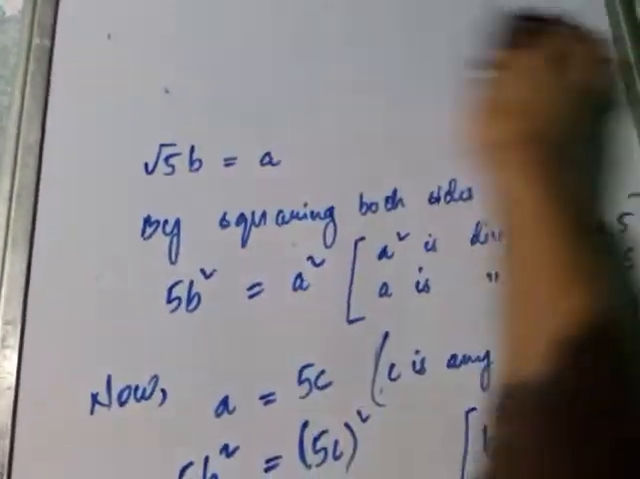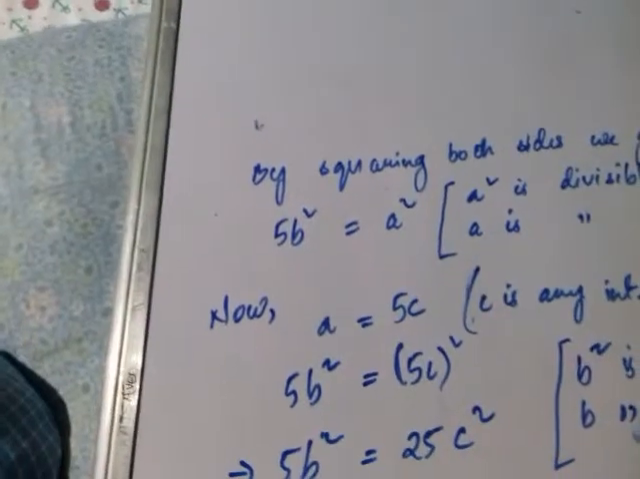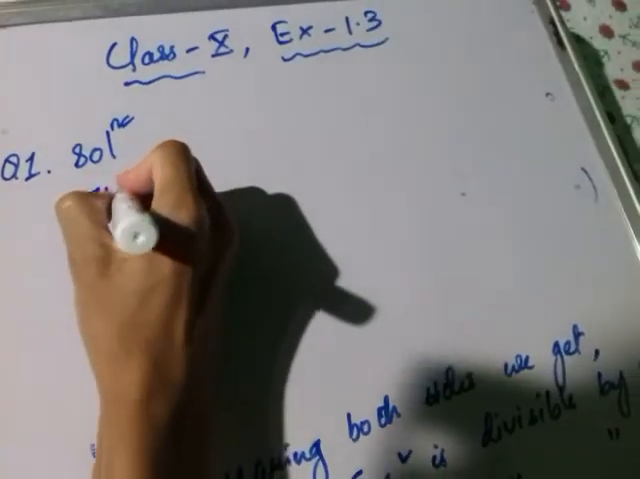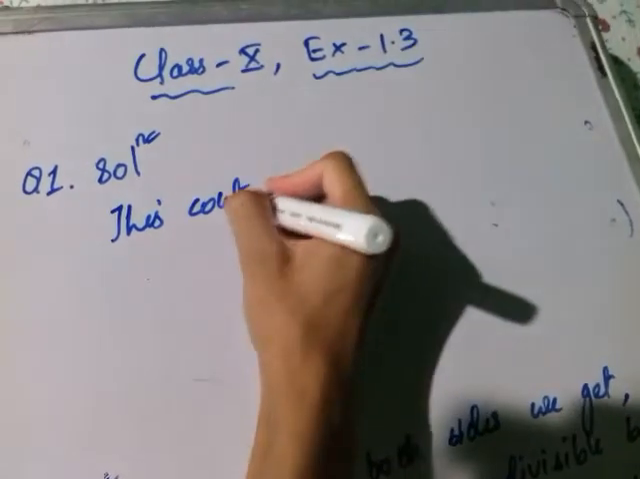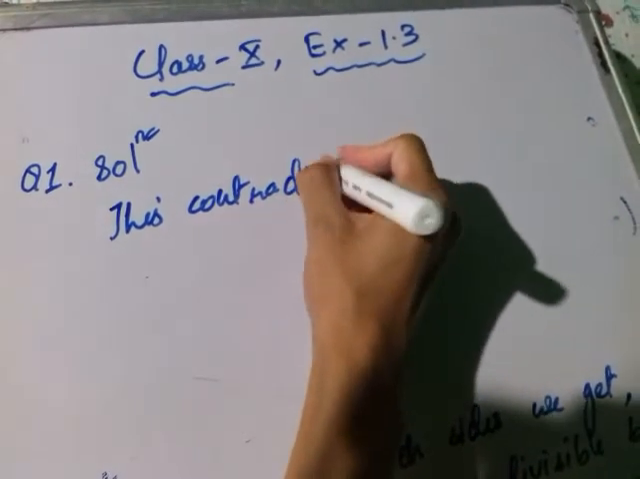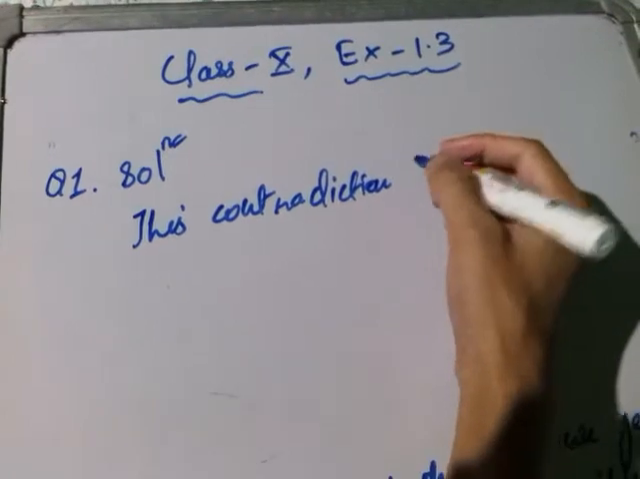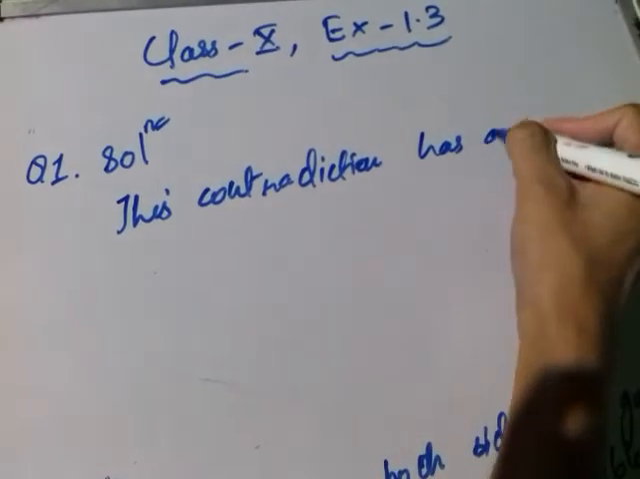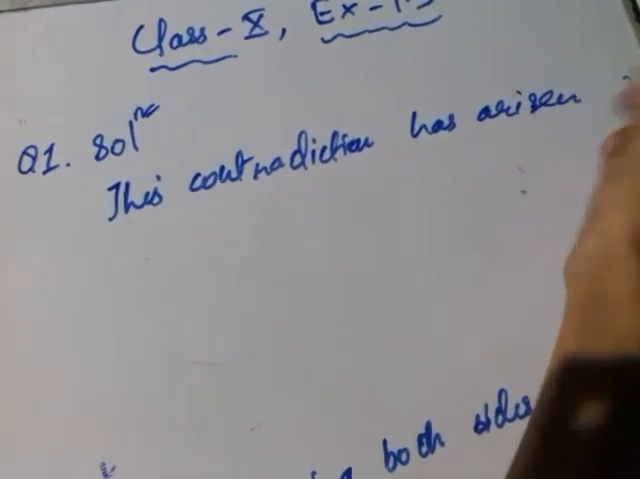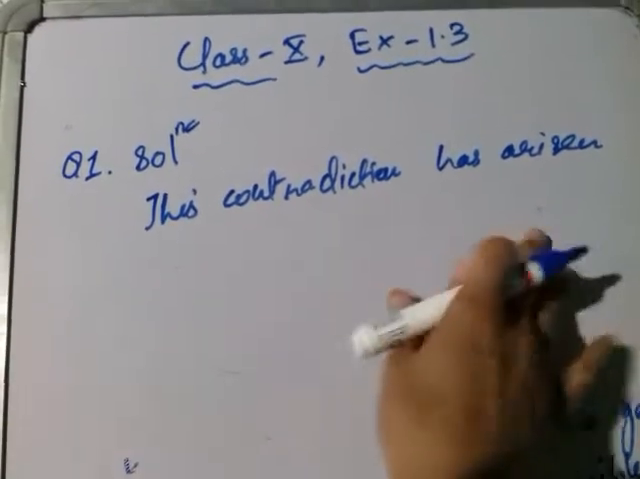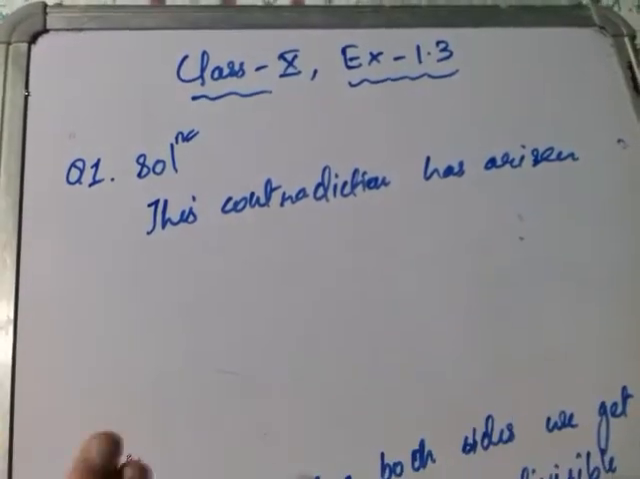I will wrap this, okay, because I don't have space. You will write here: this contradiction has arisen, according to your book. What they have written in your book, likewise only I have written here also.